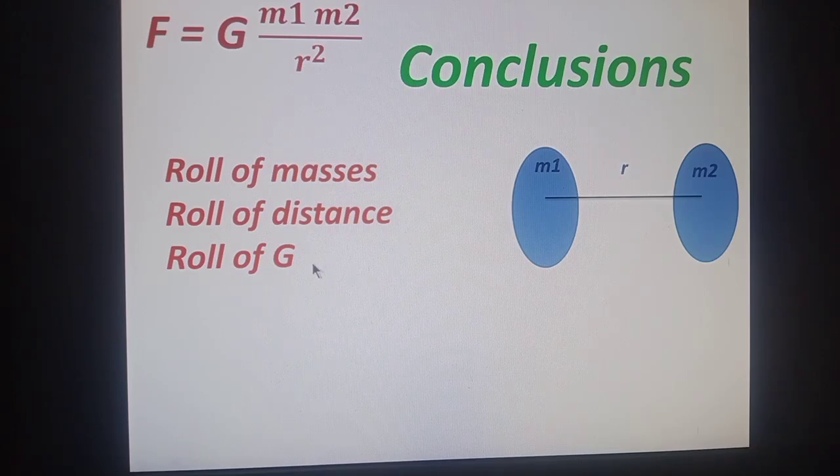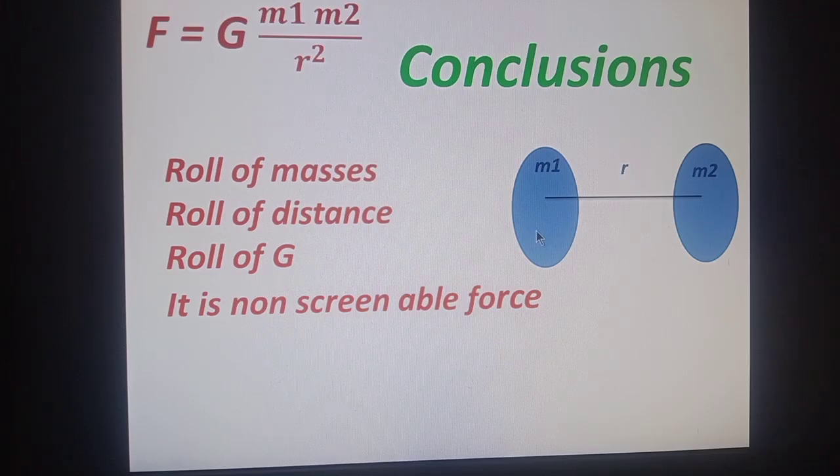However, students, there is a situation in which we feel this force. Think for a moment, when someone falls, he is being attracted by earth. So now earth is one body and the second body is that falling person. In this case, the mass of earth is very heavy and it compensates the smaller value of G, so we feel that force as our weight. Lastly, students, it is evident from this equation that it is a non-screenable force. What do you mean by this? When some screen is placed between two objects, the force of attraction is not affected.